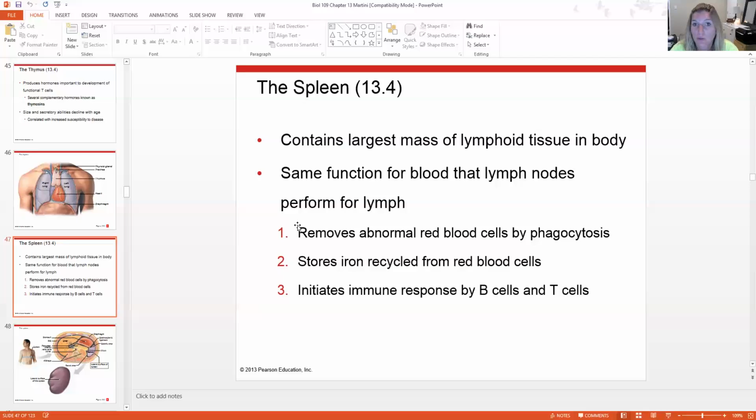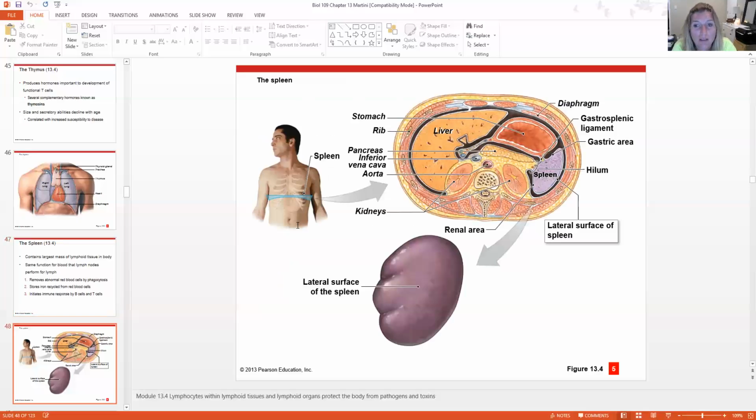It's basically there to remove any abnormal cells through phagocytosis, recycle iron from the red blood cells, and initiate any immune response from the T cells and B cells. So anything that's going on with the blood is going to be monitored by the spleen. If you ever touched a spleen, it kind of feels like a water balloon. It's a very, very delicate structure.